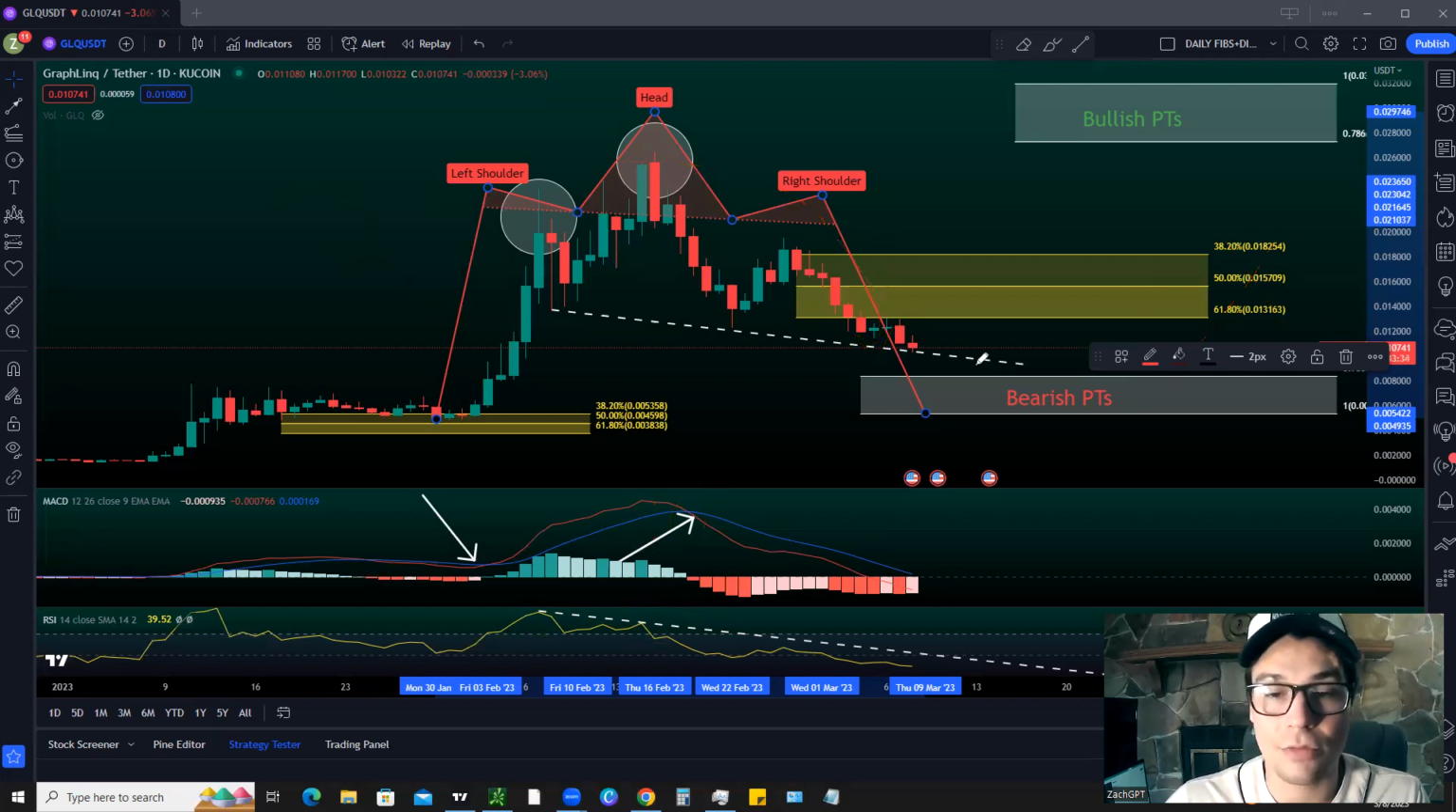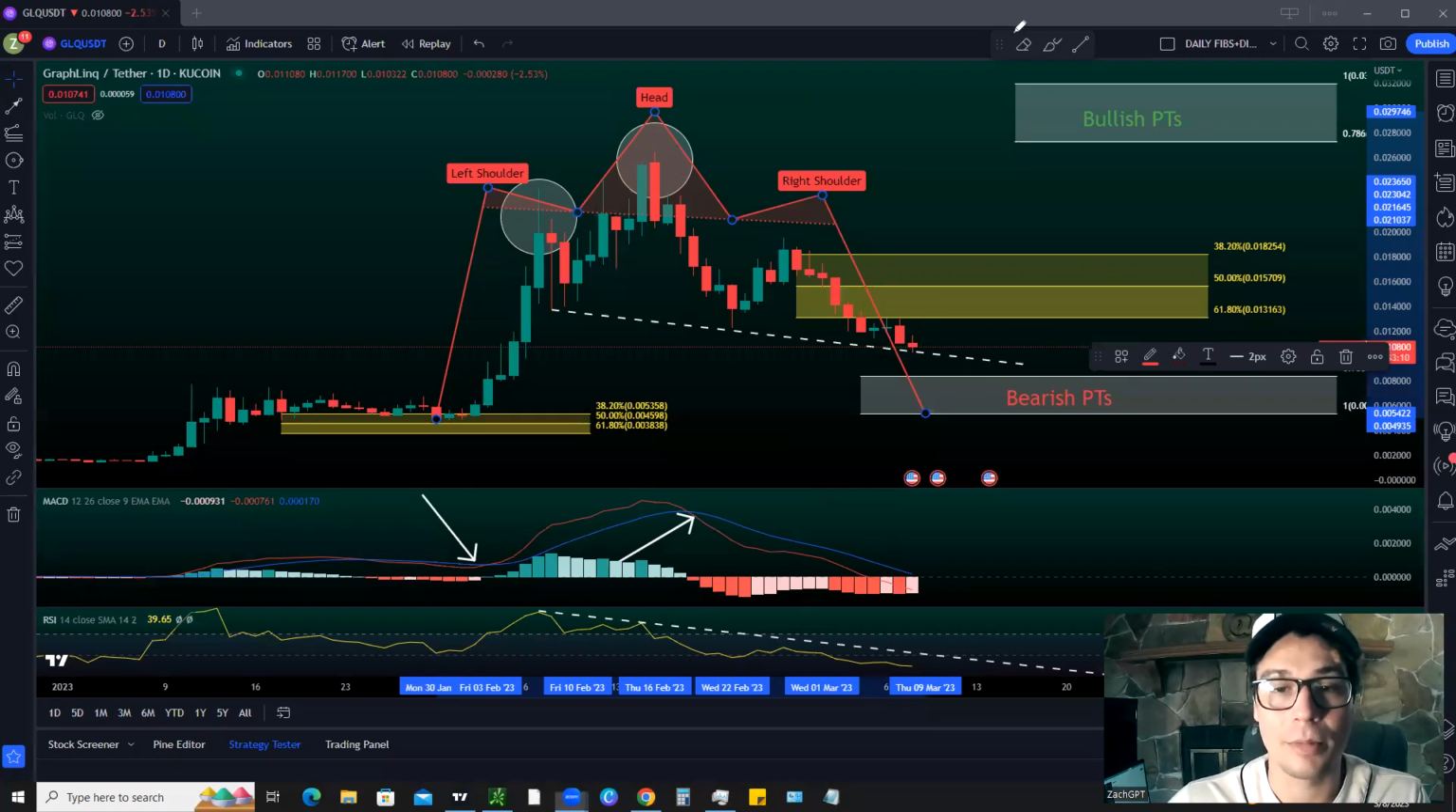Now, if we bounce off of this trend line, our major level of resistance we need to break above is going to be 0.013163. All right. If we can reclaim that level, then we have the possibility of potentially stair-stepping our way back up and heading up towards those bullish price targets up above. But ultimately, we're going to need to break through these levels, all right, and break through our previous highs to hit those bullish price targets.